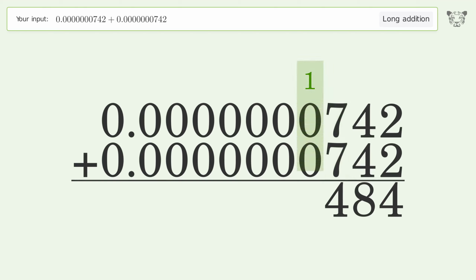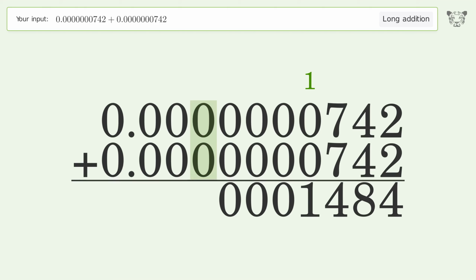1 plus 0 equals 1. 0 plus 0 equals 0. 0 plus 0 equals 0. 0 plus 0 equals 0. 0 plus 0 equals 0.